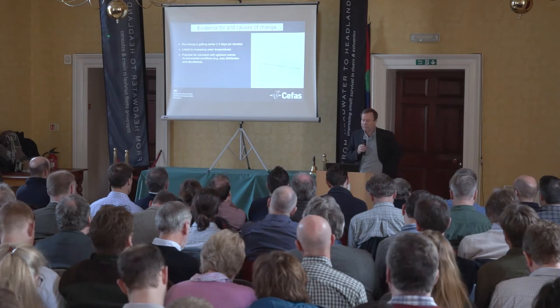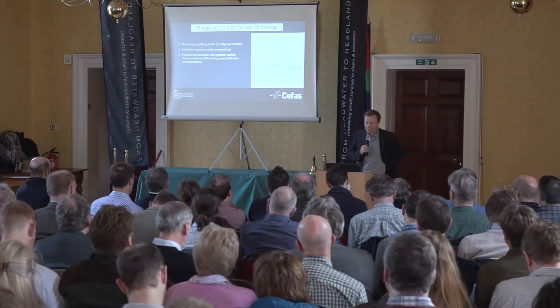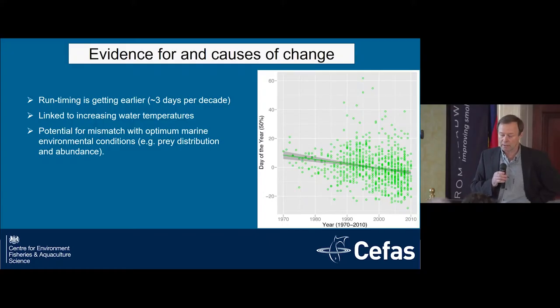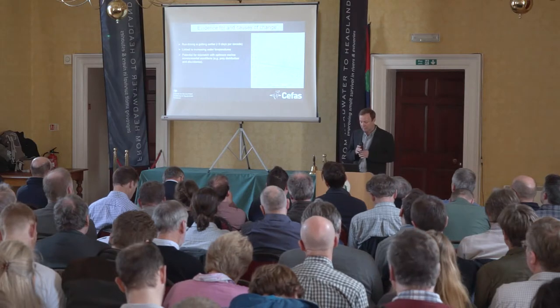Now, there is also evidence that this is changing. Run timing tends to be getting earlier in a lot of populations, around about 3 days per decade. And again, this is linked to increasing water temperature. And as a result of this, there could be a potential mismatch in this entry of the fish into the open ocean with the optimum marine conditions, particularly prey distribution and abundance.